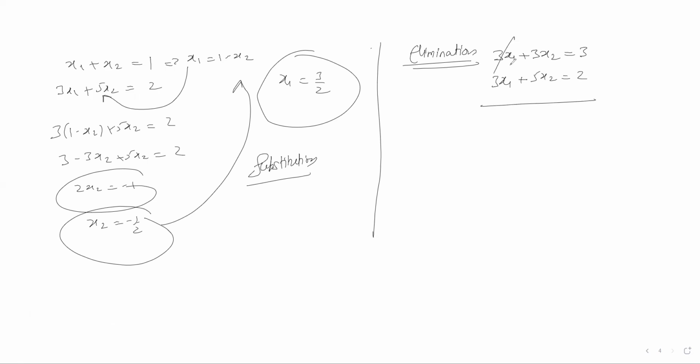Now I can subtract these two equations. So this is just solving simultaneous equations. The 3x1 will cancel out, and you will get that 2x2 is equal to minus 1. Again, x2 is equal to minus 1 by 2. Again, you can substitute in any equation and find the value of x1. So there are two methods, substitution and elimination.